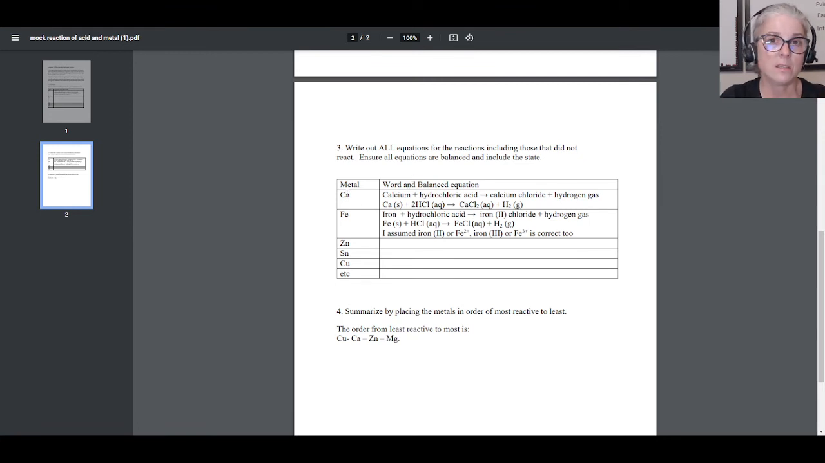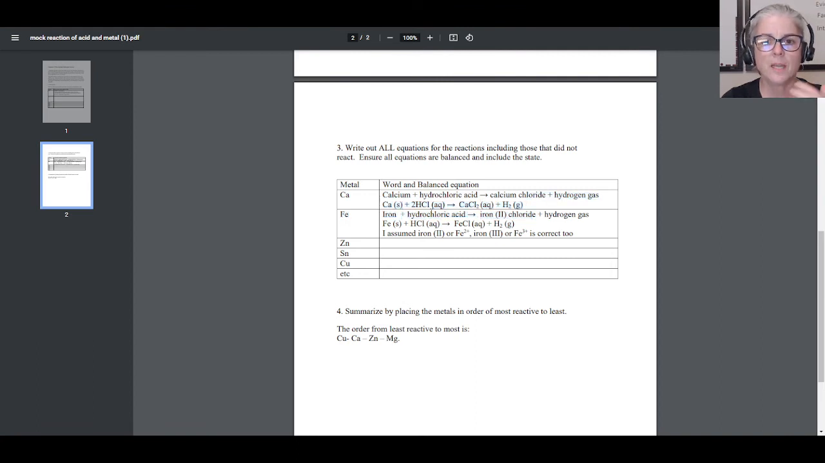And I just thought I'd set it up as a table because I like working with tables. That helps me stay organized. You don't have to use a table, but you do have to be clear in writing out your word equation. Make sure it's complete. Some are doing parts of the word and not the whole word. And then also you're writing out a balanced chemical equation with the states.